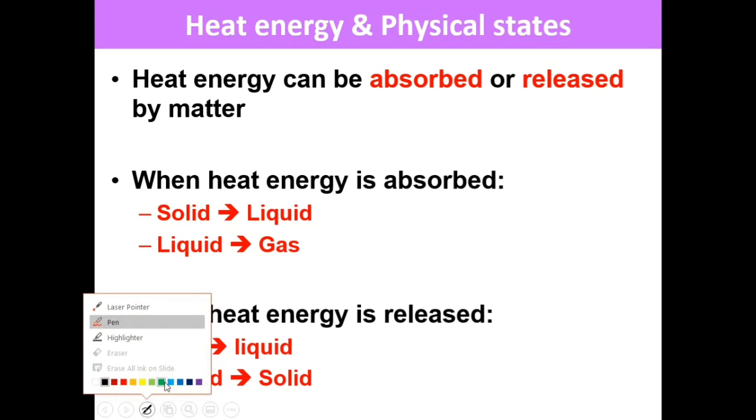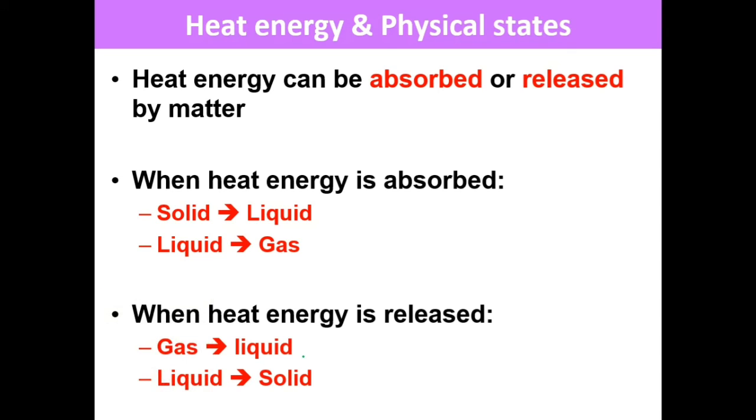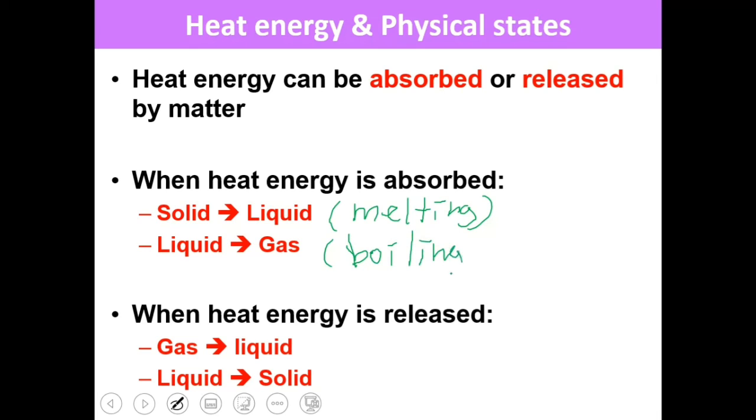I'd like you to write those in your notes, using a green pen. Solid turning into liquid, we call melting. Liquid turning into gas, we call boiling. Gas turning into liquid, we call condensation. Liquid turning into solid, we call freezing.